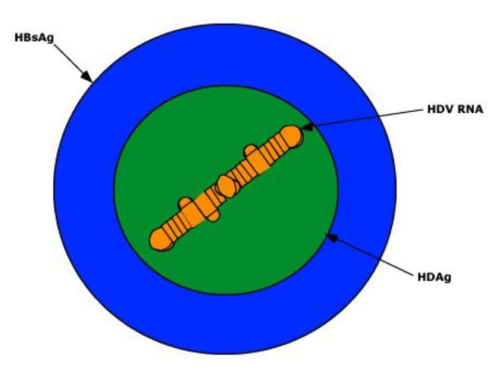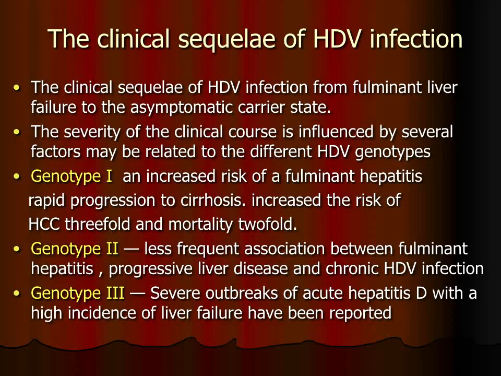Therefore, the clinical sequelae of hepatitis D virus are variable. As we said before, it may be asymptomatic, or mild, moderate, or fulminant liver failure. What is the difference? Why is it asymptomatic, why mild, why moderate, why fulminant? The severity of the clinical course is influenced by several factors and may be related to different HDV genotypes. Therefore, we relate it now to genotypes.